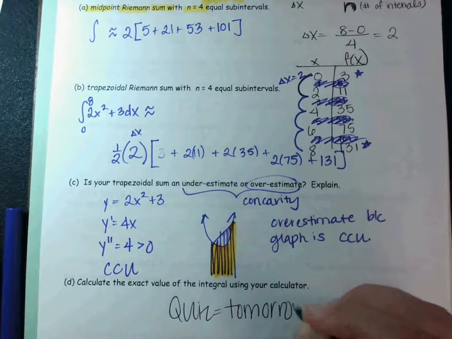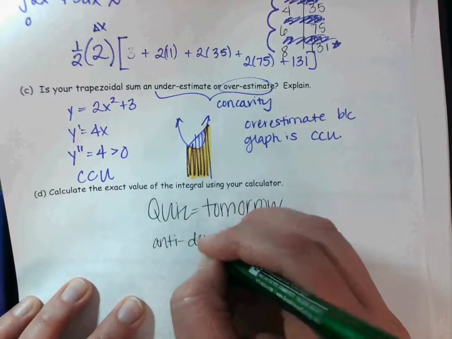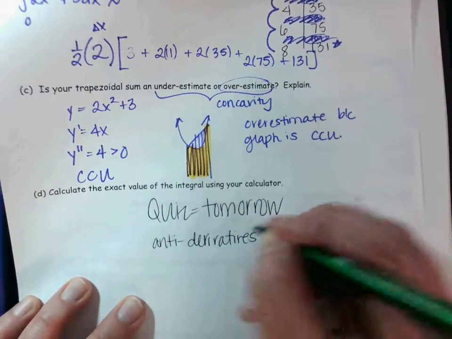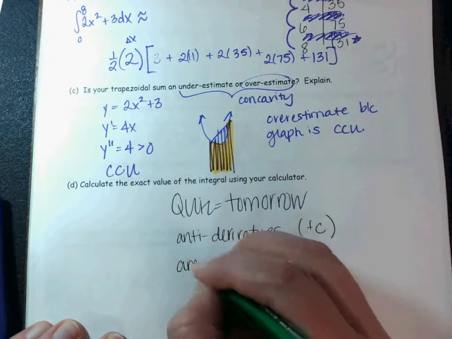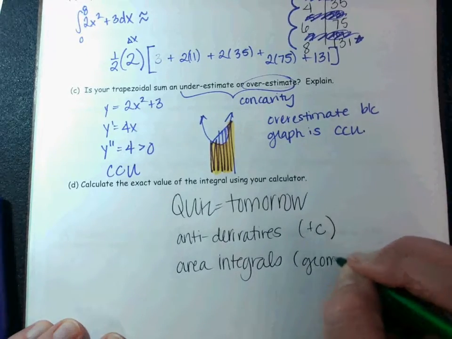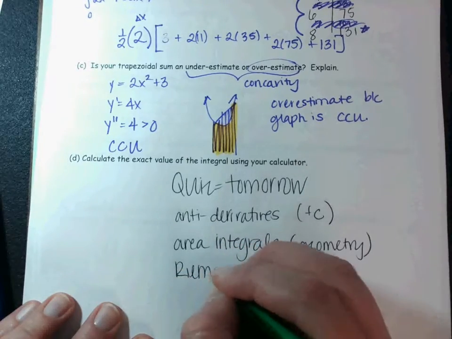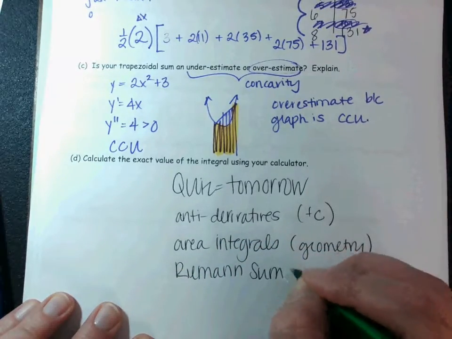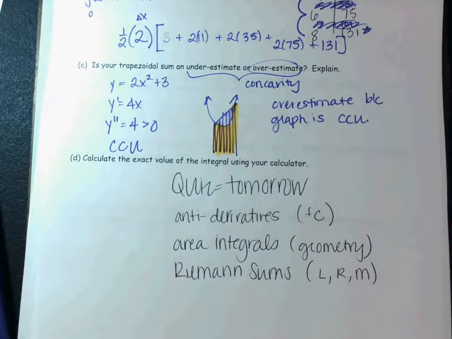Okay, and your quiz tomorrow is going to cover several things. It's going to cover antiderivatives, like where you have the plus C and then you have to go back and find it. Okay, all of that. Then it's also going to cover area integrals, where you're using your geometry formulas. And then it's also going to cover Riemann sums. Remember, there are 3 different types. You should know how to do all 3. So left, right, and midpoint. Now, since I'm just now teaching you trapezoidal rule, that will not be on your quiz tomorrow.